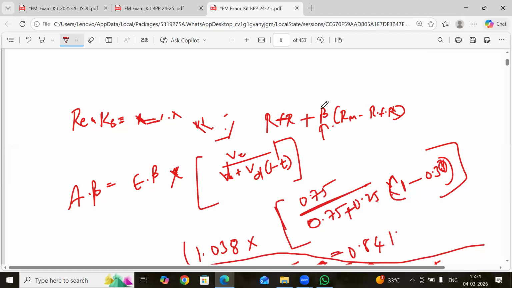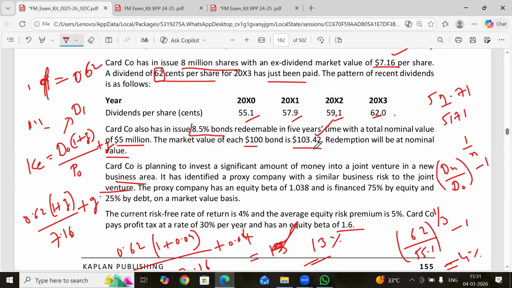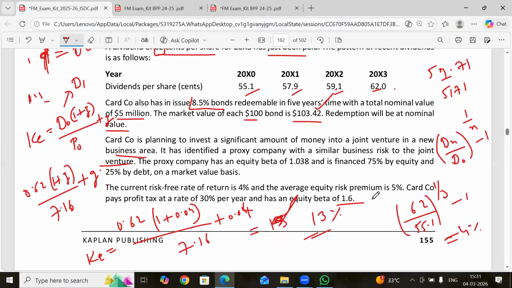Beta factor of card company is given. Don't get confused with that. Card company is different. See, the current risk-free rate is given, the average risk premium is given, card company's cost of equity, card company's equity beta is given. We are nowhere concerned with card company's equity beta. Why are we not concerned with it?